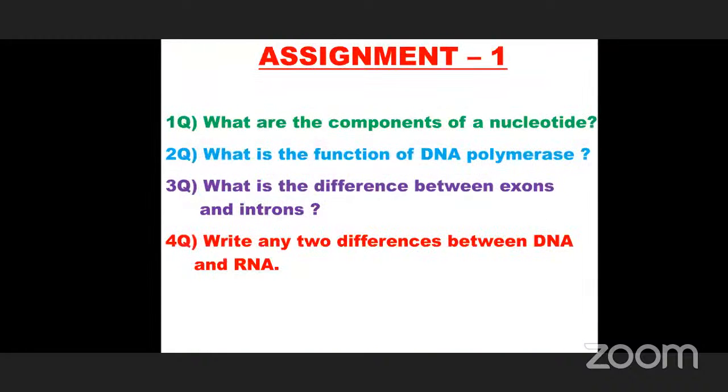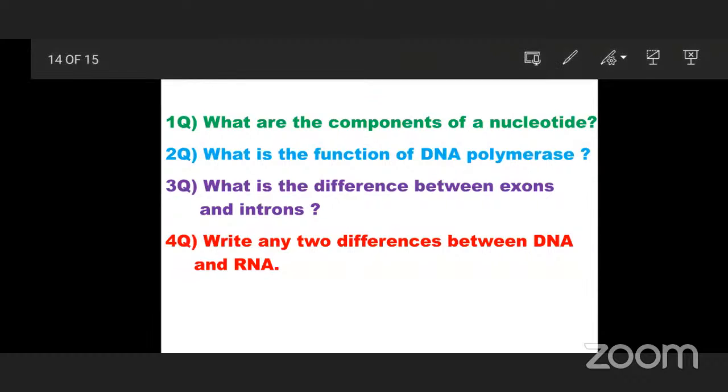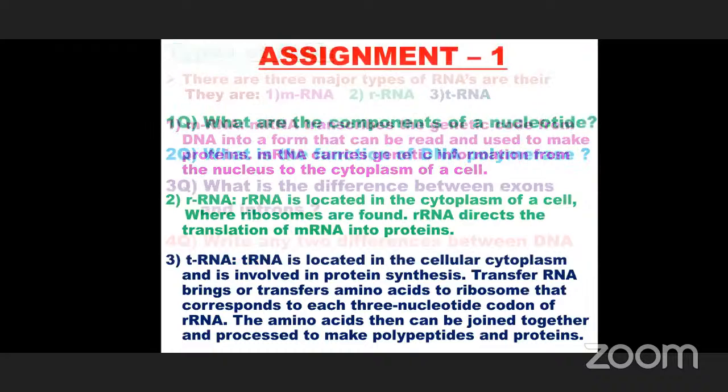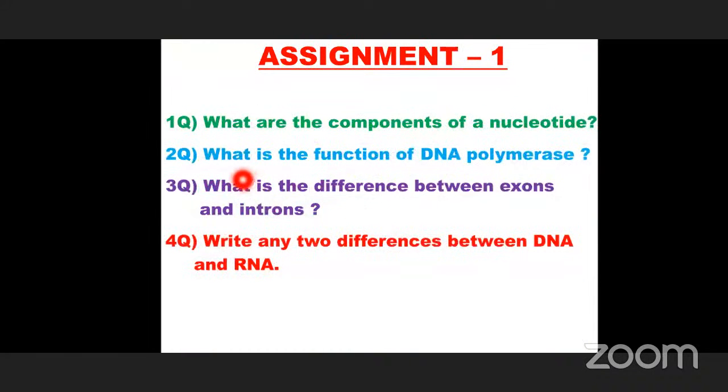Okay. Next, coming to assignment 1. This is the first assignment. The first question is, what are the components of a nucleotide? A nucleotide consists of three major components. We already discussed them in the previous class. They are nitrogen bases, pentose sugar, and phosphate group. Together they form a nucleotide.